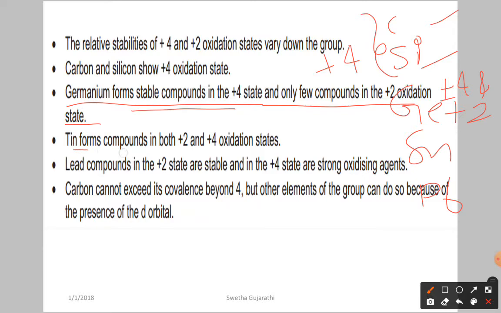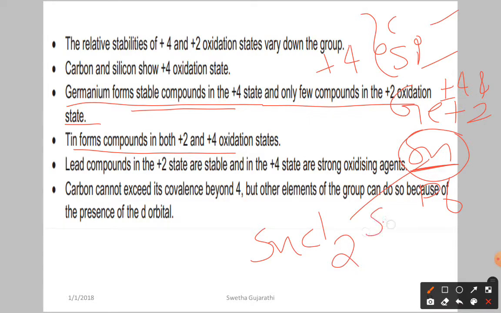Next, tin compounds form in both the +2 and +4 states. The best examples, which we will discuss in the p-block, are SnCl2 and SnCl4. In SnCl2 the oxidation number of tin is +2, and in SnCl4 it is +4. So tin can exhibit both +2 and +4 oxidation states.